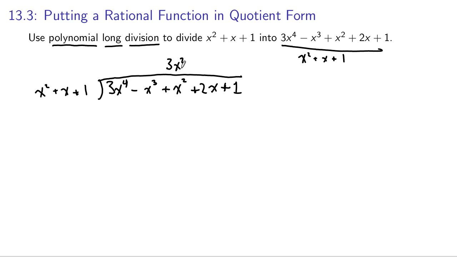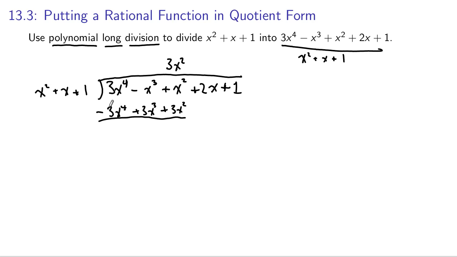And then we will multiply 3x squared by this whole polynomial and write it under here and subtract, just like we do in long division. So 3x squared times x squared is 3x to the fourth. 3x squared times x is 3x cubed. 3x squared times 1 is 3x squared. And then we subtract these polynomials to get the next step.